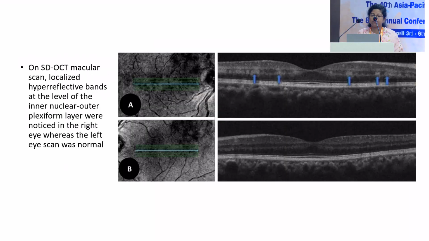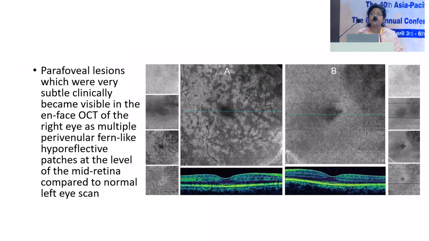In the OCT, we can see in the middle layer, in the right eye, the first picture above, band-like hyperintensities, whereas compared with the left eye, the OCT is absolutely normal. It is a very dramatic picture. On en-face OCT, macular scan, there is an en-face facility. If you see the en-face, you see a perivenular fern-like or globular appearance, whereas B is the normal eye, so we can compare. Very dramatic picture, whereas on the fundus you absolutely cannot see these lesions.